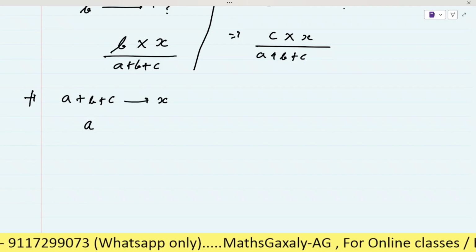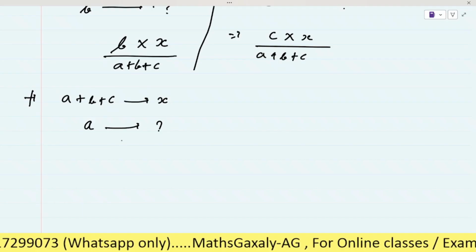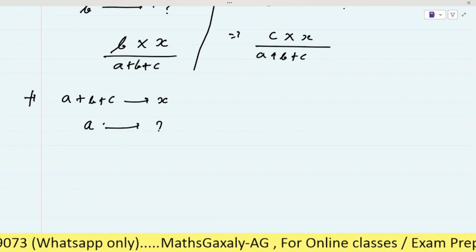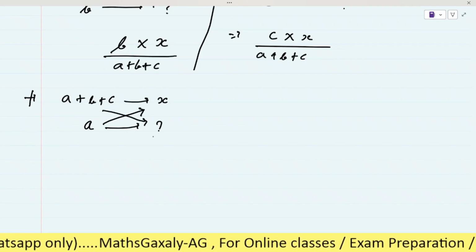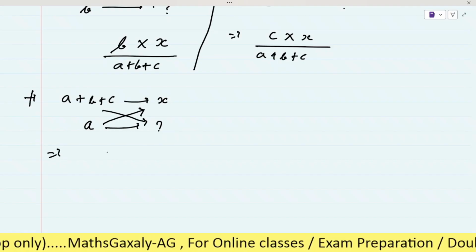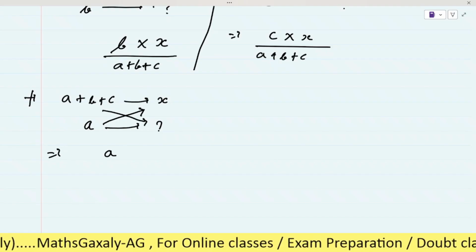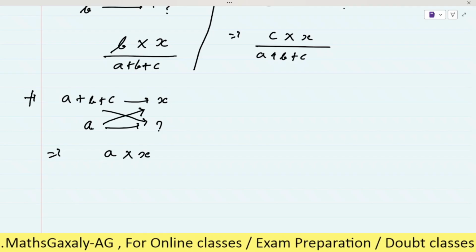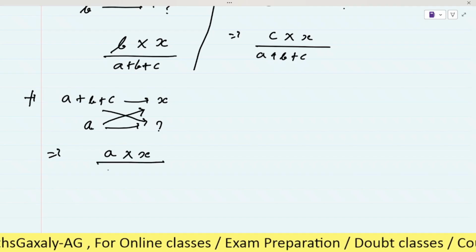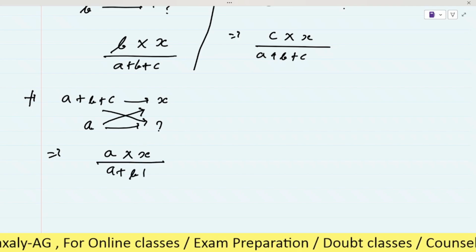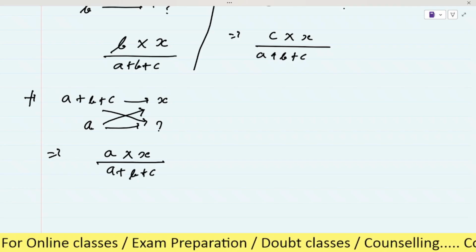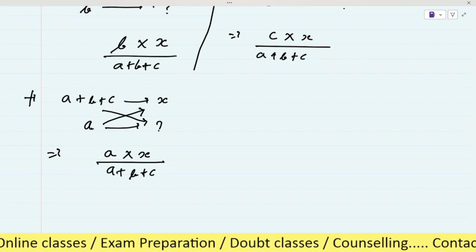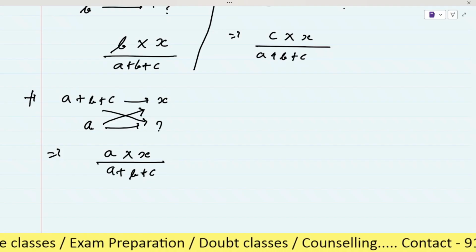So what will be the value of one part, either it is A or B or C? Here we just have to do the cross multiplication. So it will be A into x, divided by A plus B plus C, like this. Similarly you have to do it for B and C. Is it clear or any doubt?